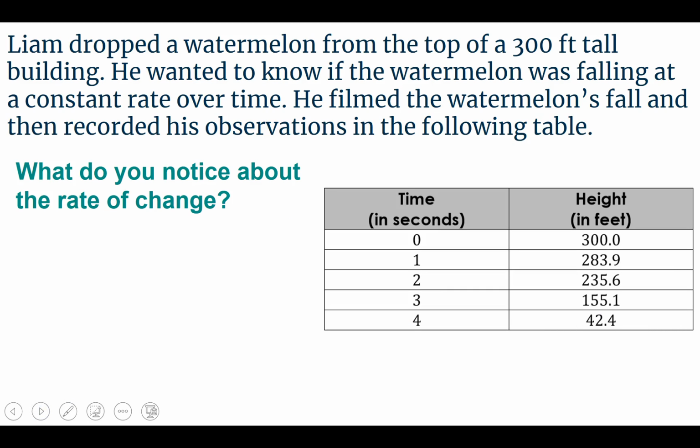So we can probably expect a not constant rate of change. So here we have something different. We have Liam. He is dropping a watermelon from the top of a 30-foot building. Okay? He wanted to know if the watermelon was falling at a constant rate over time. He filmed the watermelon's fall and recorded his observations in the table. So what do you notice about the rate of the speed of the watermelon?